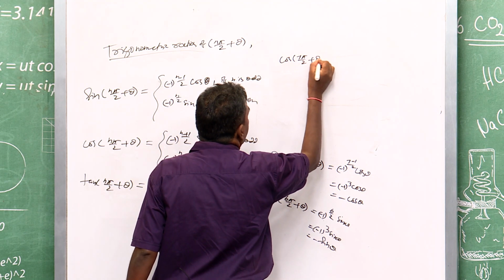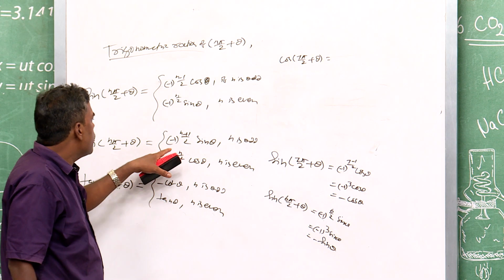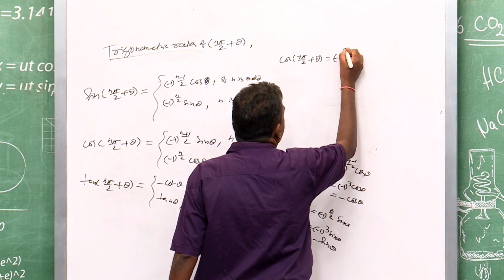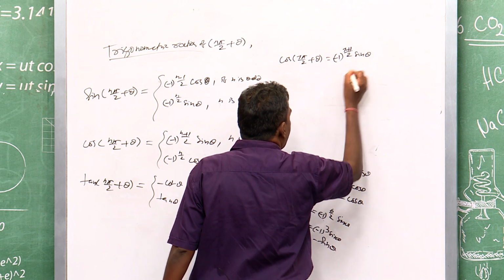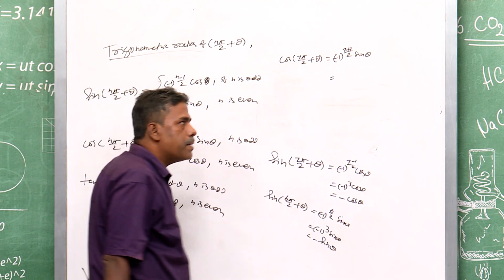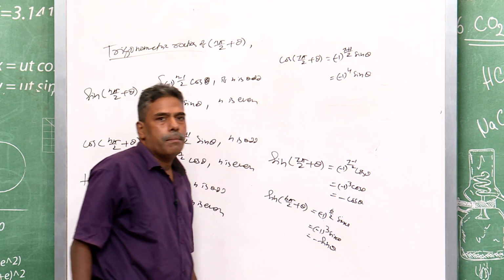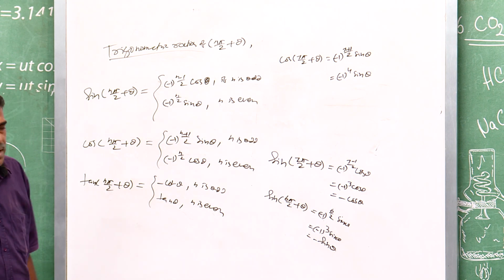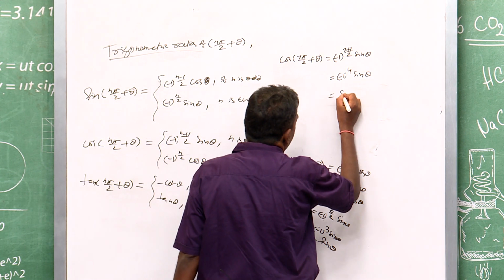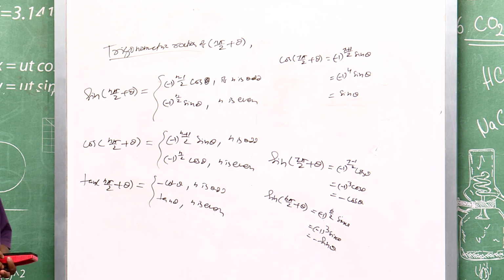Now cos(7 pi by 2 plus theta). Cos(n pi by 2 plus theta) is equal to, if n is odd, and 7 is odd, (minus 1) to the power (n plus 1) by 2 into sin theta. So, (minus 1) to the power (7 plus 1) by 2 sin theta. 7 plus 1 is 8, 8 by 2 is 4, so (minus 1) to the power 4 sin theta. (Minus 1) to the power 4 is positive, equal to 1, so 1 into sin theta is equal to sin theta. That means cos(7 pi by 2 plus theta) is equal to sin theta.